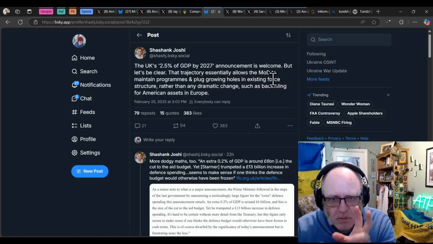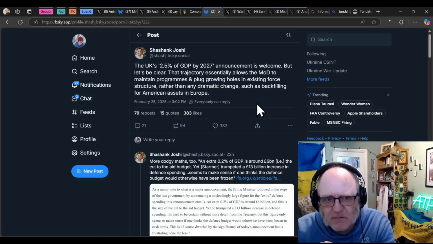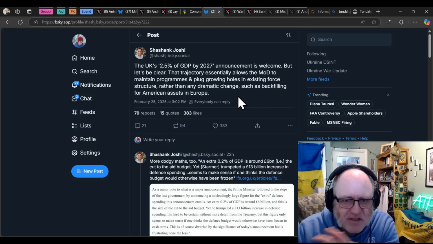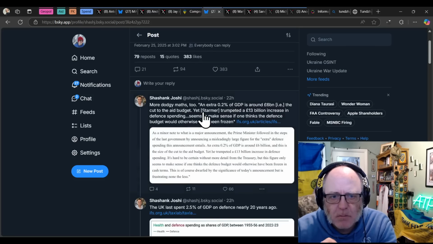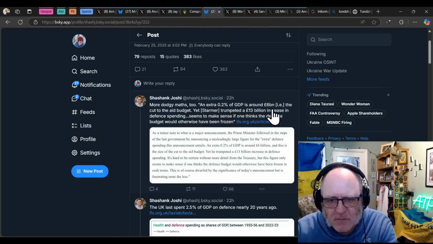But it's difficult, and we're going to look at how it's difficult. But let's be clear, the trajectory essentially allows the MOD to maintain programs and plug growing holes in existing force structure rather than any dramatic change, such as backfilling for American assets in Europe. He says more dodgy maths too. An extra 0.2% of GDP is around 6 billion, i.e. the cut to the aid budget. Yet Starmer trumpeted a £13 billion increase in defence spending.